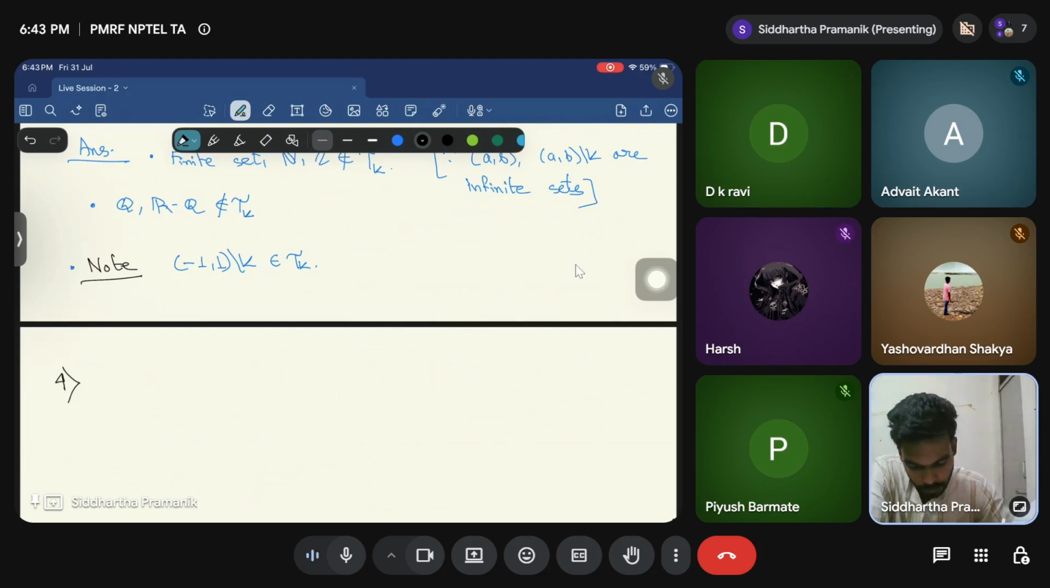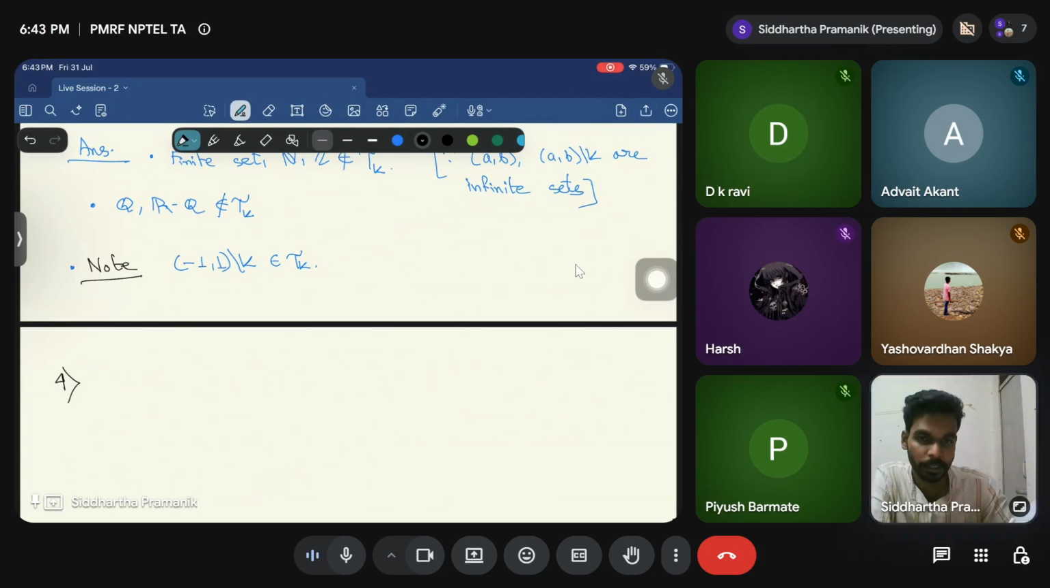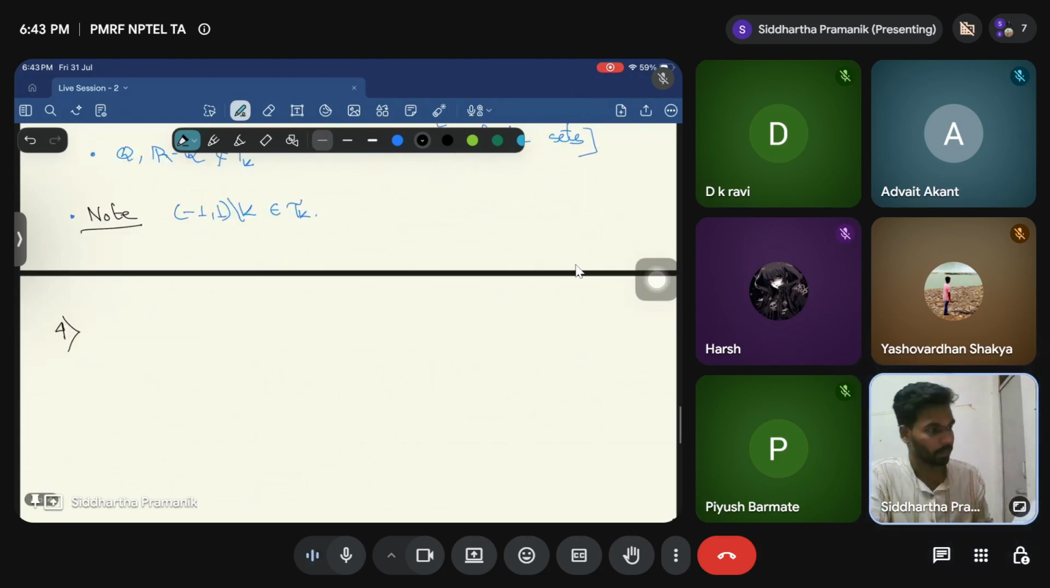Okay, so there are no questions. Sir, is it comparable with any, like the lower limit topology or the upper limit topology? I'm going to do that. We will compare this topology with the topologies on R that we have defined in the lectures.